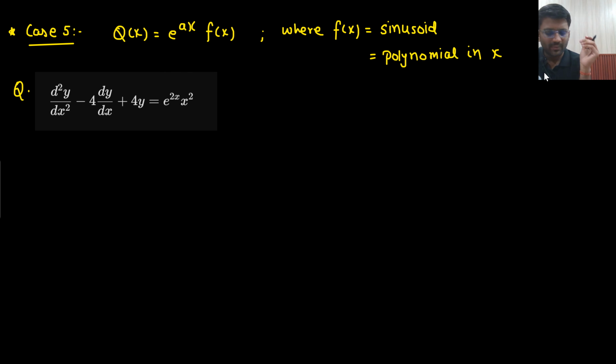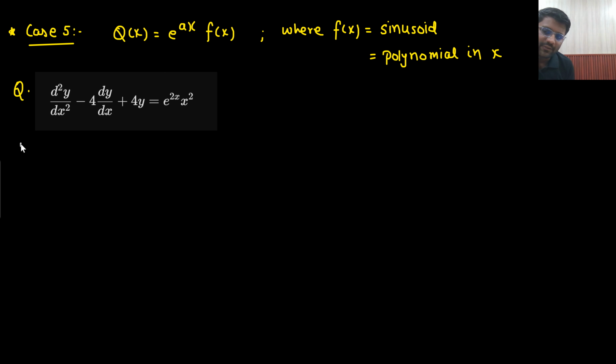Yeah, hi everyone. So we have been studying higher order differential equations with constant coefficients. This is our type 5 and this is our last type. Here we are going to see e to the power ax times f of x, this kind of function. If your Q of x is e to the power ax times f of x, then how will you solve it? This is what we are going to see.